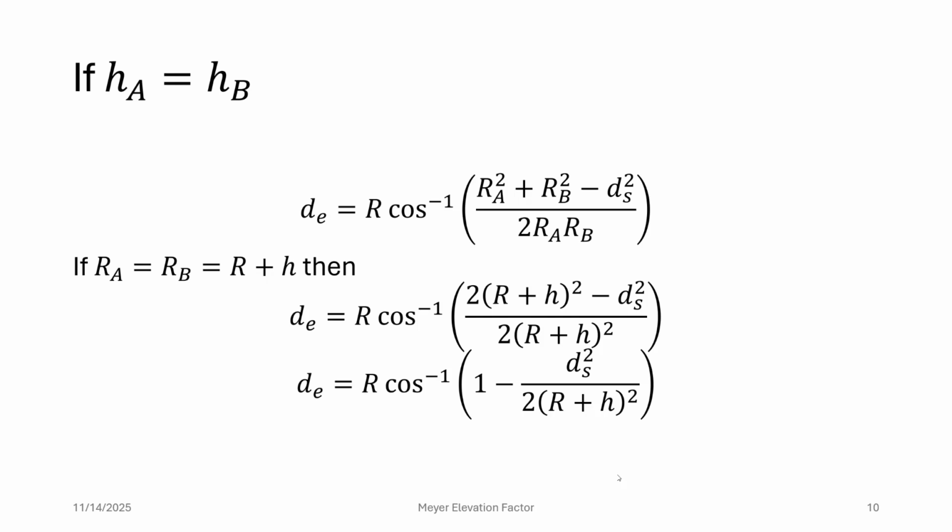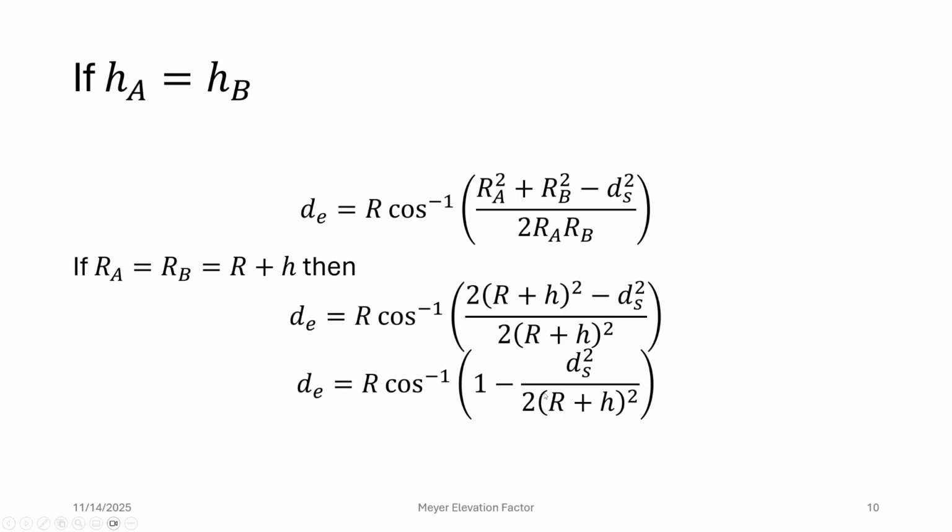Again, let's ask ourselves what happens if the two stations are at the same height. Well, we plug in RA equal RB, which is equal to R plus H. This formula reduces down then with those substitutions to what you see at the bottom.